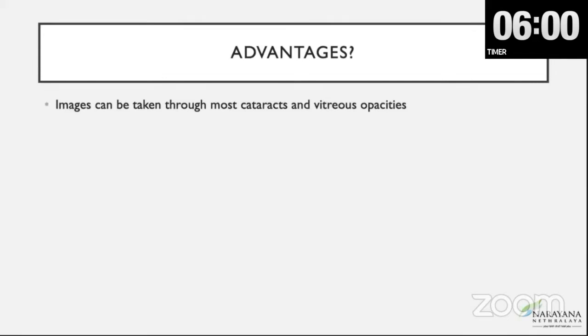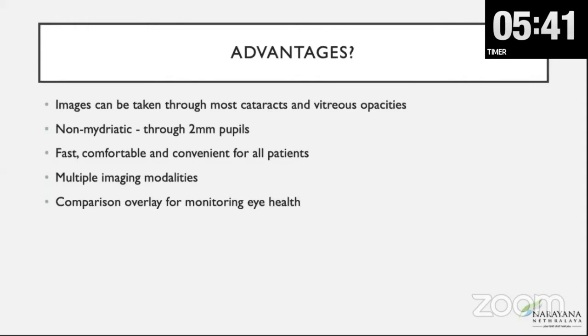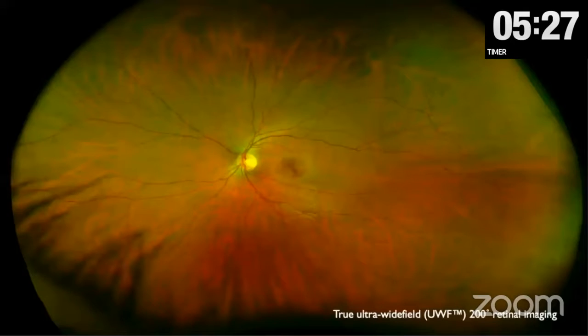Now, what are the advantages as far as ultra wide field goes? It can be taken through most cataracts and vitreous opacities, and the newer devices, even in non-mydriatic pupils, even through 2 millimeter pupils, we've been able to get a fair amount of detail. It's fast, comfortable, and convenient for most of these patients. They have multiple imaging modalities as well, and you can use overlay to compare and monitor eye health. Also, images are available for immediate review. We don't need to wait for any processing, and it is also a good patient education tool for most of us.